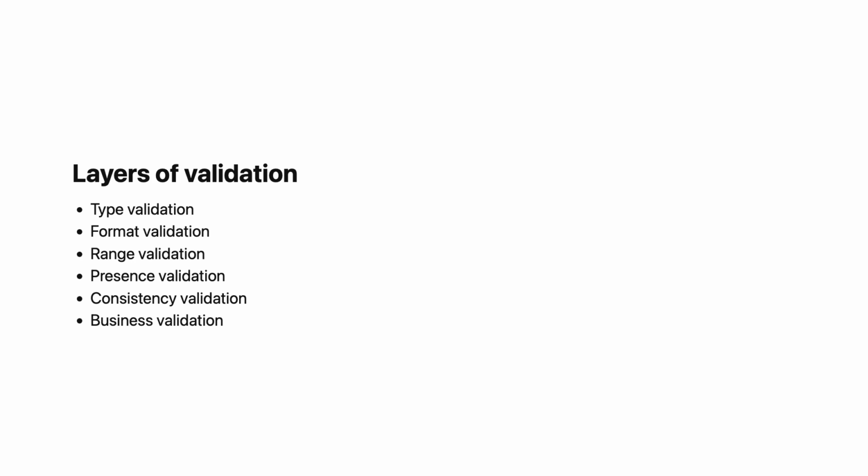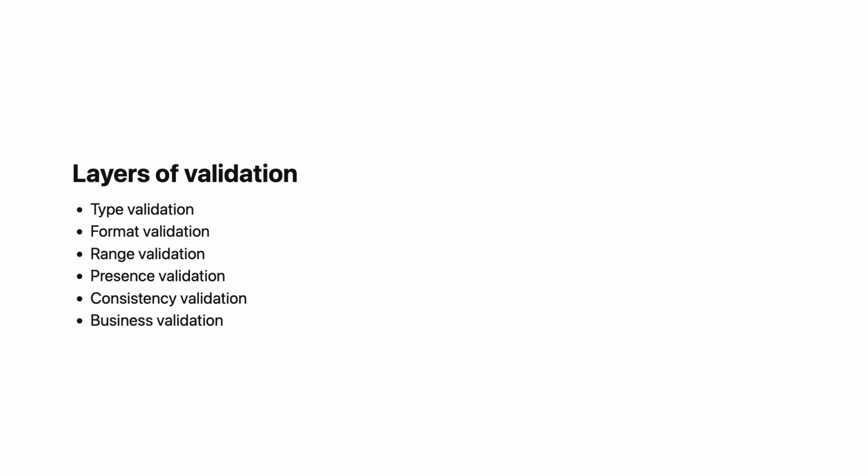Business validation. Does the data satisfy domain rules? Is the user authorized to place this order? Does the product exist? Layer your validation. Type and format first, then range and presence, then business rules.